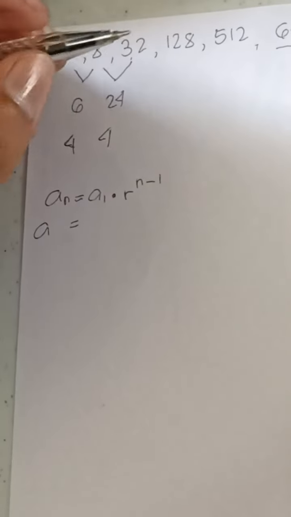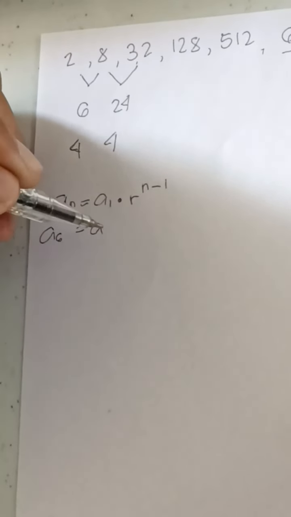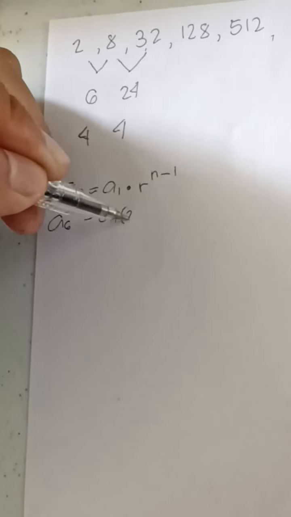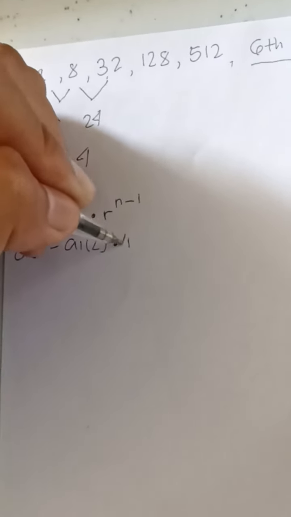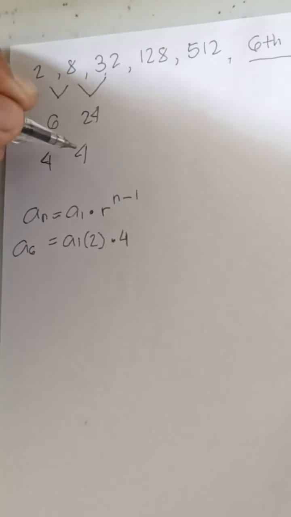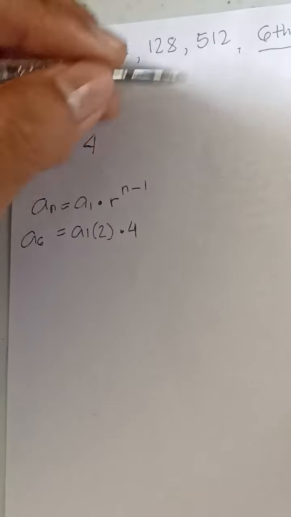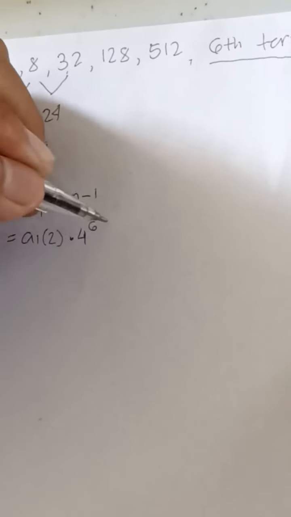Since we are looking for the sixth term, it is written as a sub 6 is equal to the first term, which is 2, multiplied by the common ratio of 4. Since we determined earlier that the common ratio is 4, let's write 4. Then since we're looking for the sixth term, let's write 6 subtracted by 1. Now let's simplify.